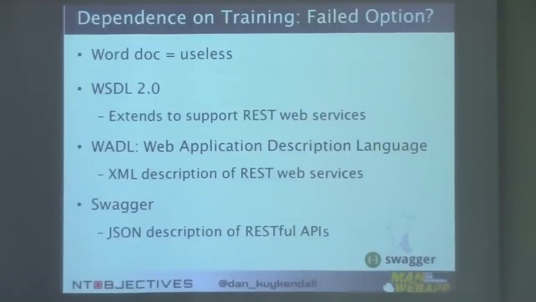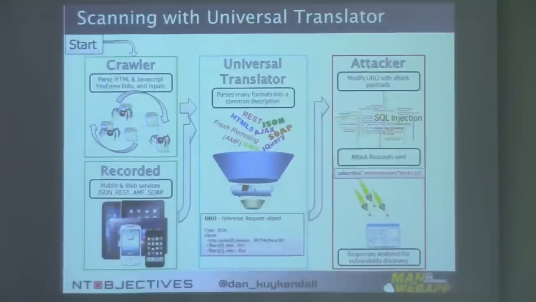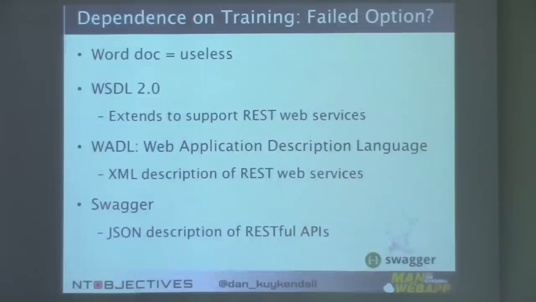I mentioned earlier that depending on training is a failed option. But now all of a sudden I'm saying, okay, let's train it with recorded traffic. The problem is, especially with REST interfaces, a lot of people don't have these interfaces documented in a useful form. They have Word docs, and there was a talk yesterday about this that went into more detail, so I'm not going to cover it thoroughly. Okay, great, a Word doc is good for getting another developer up to speed, but it's not any use for an automated testing tool.